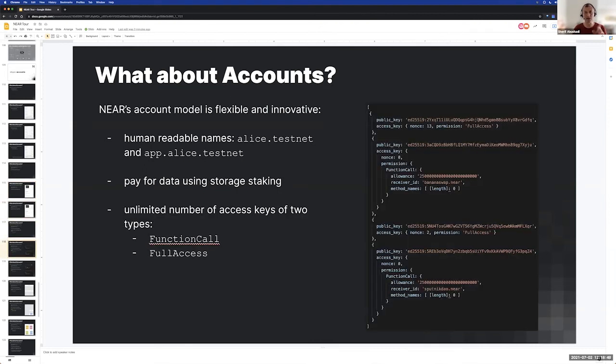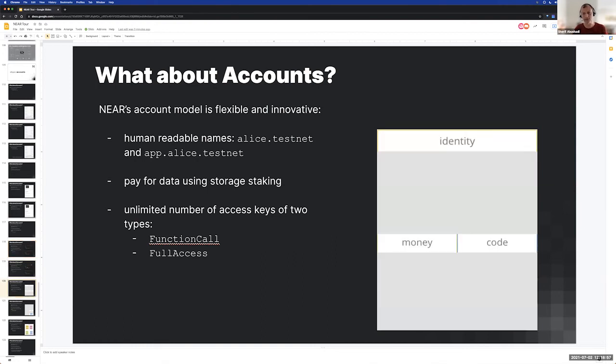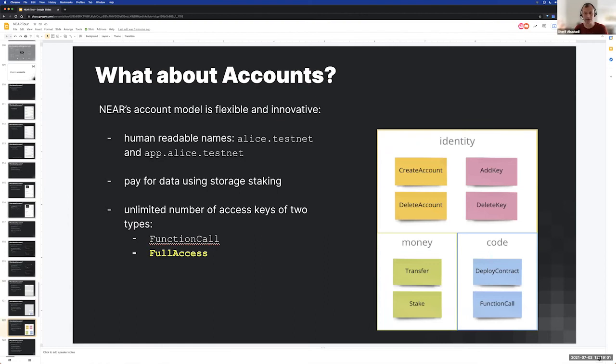We have 2 kinds of access keys. If you're familiar with Ethereum, basically each account has 1 key. We have an unlimited number of keys. Function call access keys let you call functions like this particular thing. Full access keys let you do all this stuff here, including create accounts and delete them, add keys, delete keys, transfer money on behalf of the account, stake on behalf of the account, deploy a contract to an account, and so on. So there's a lot more here that you can dig into if you want.